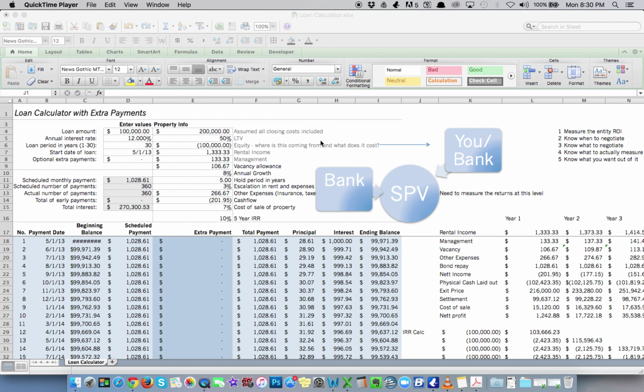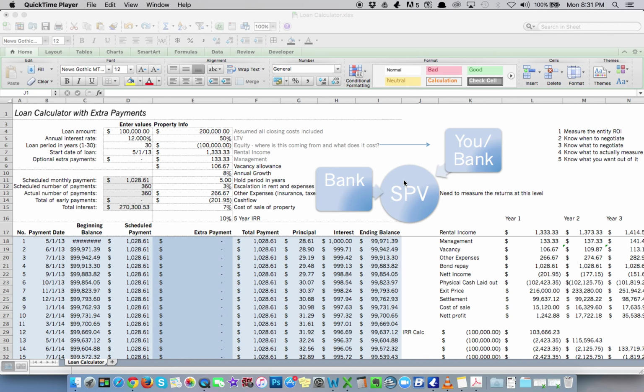So first thing we want to do is know what to measure. Usually what people do is they measure the return on investment at this level. What are you funding in a particular investment, and then what type of return are you getting on that money? I want to shift the thinking a little bit and say, what is the SPV, the special purpose vehicle that's going to be holding the property?